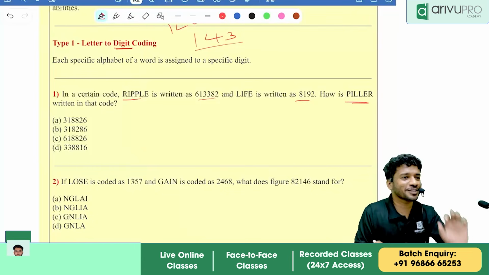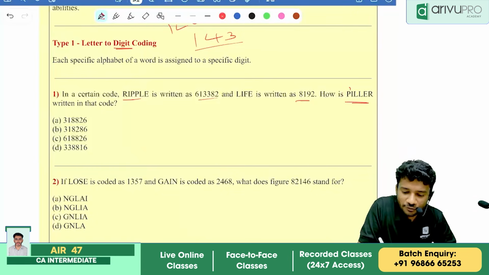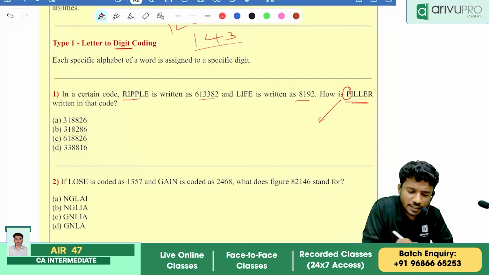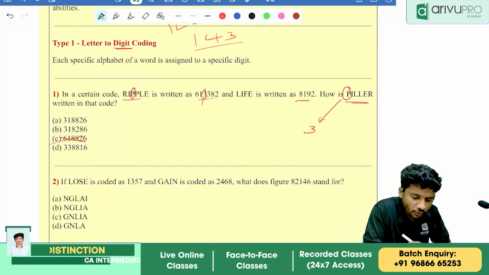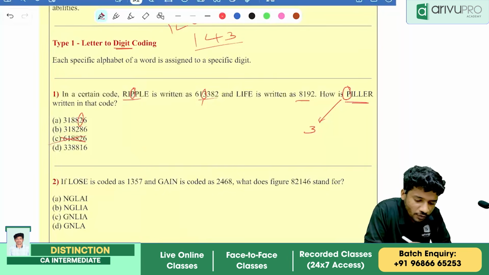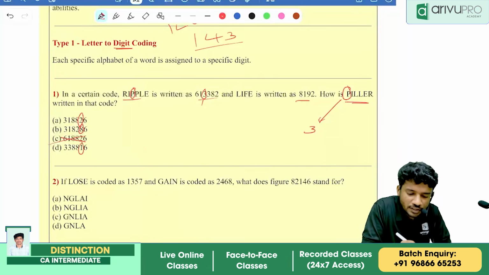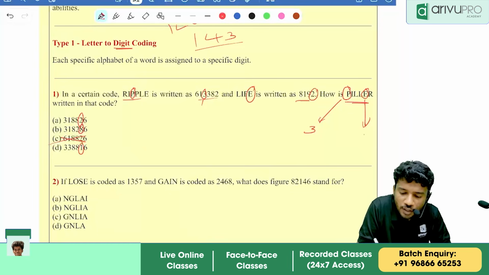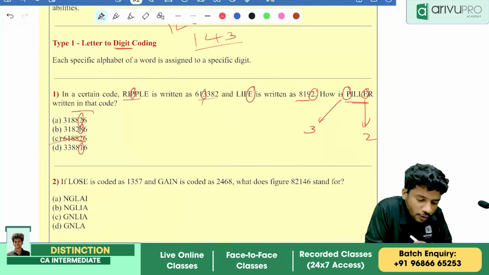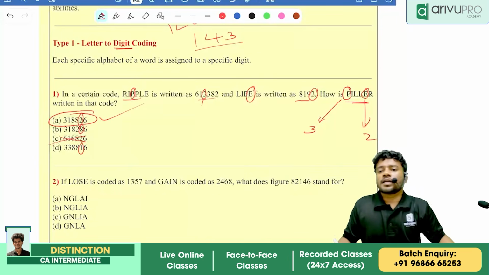So the approach is very simple. We need to find the code for P. P means what here? Look here, 3. So 3 is the first one. Looking at that, option C is gone. Now we will check the second last letter. Which is the second last letter? E. What is the code for E? 2. That means which is having 2? Only option A is having 2. Option A is the answer.